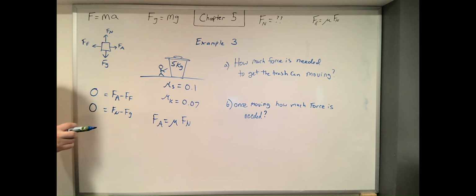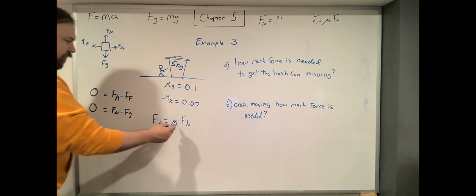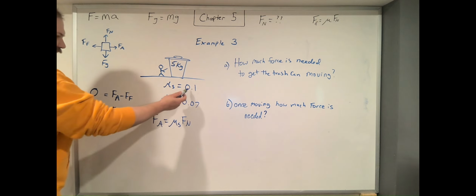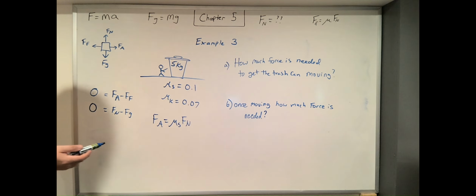Now for this, the can is not moving. This needs to be the static mu. Okay, it needs to be the static mu because the can isn't moving yet. Which means I'll need to use the 0.1 that's given here in the problem.